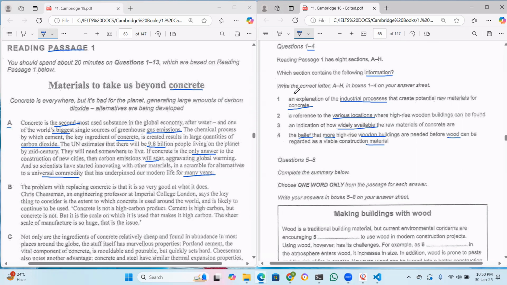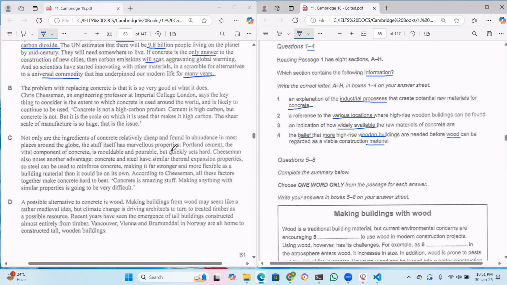Okay, we have only four questions here, but we have 8 paragraphs, so everything will not match. Only a few will match. So yeah, let's hope for the next one. Now let's read the B.